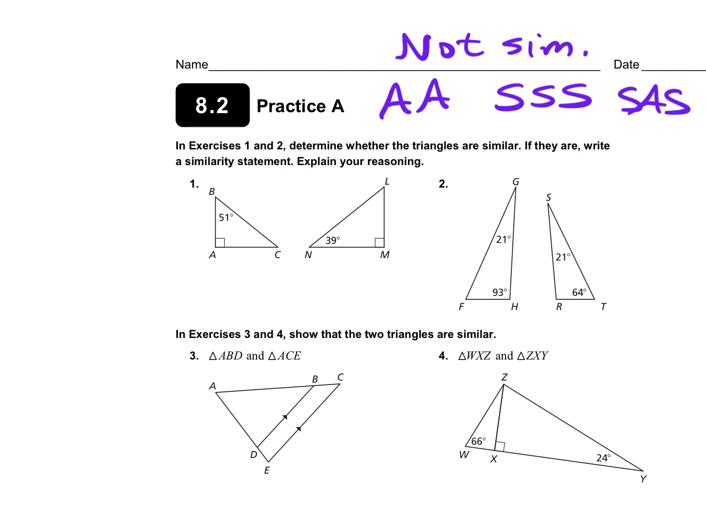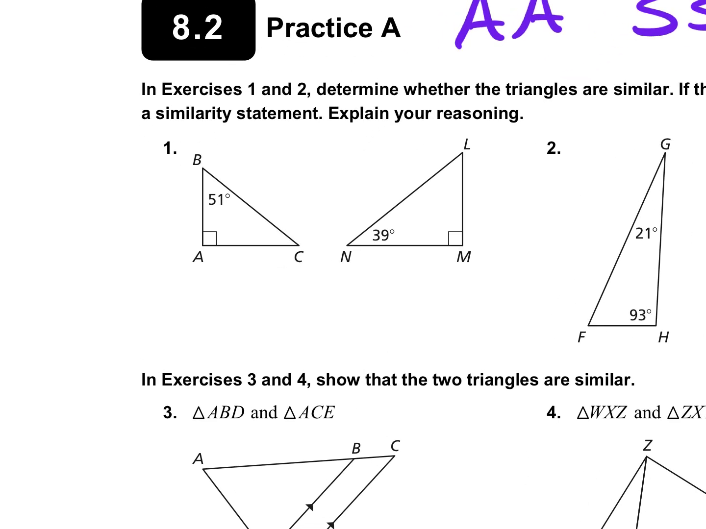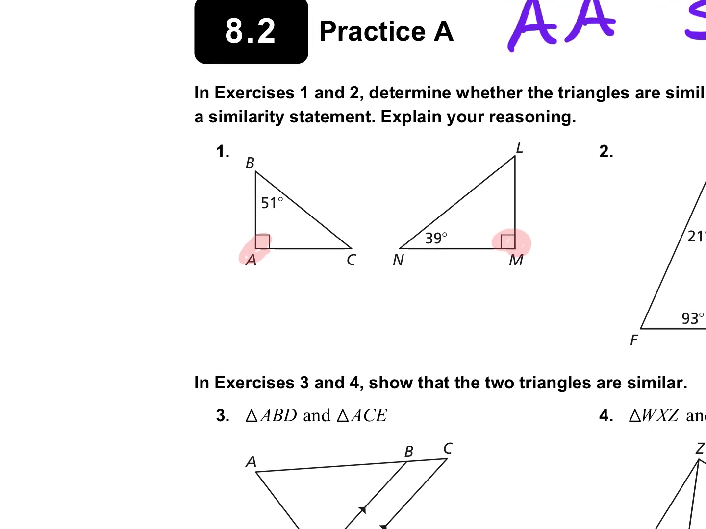So for example, on number 1, in this lesson, we had only learned one shortcut. Notice I know nothing about the sides. So what I'm going to be using here is angle, angle. Now, right away, I can see that angle A is congruent to angle M because they're both right angles. In order to use the angle, angle shortcut, I need to find one other pair of congruent angles. In order to do that, I need to find the measure of angle C and the measure of angle L.